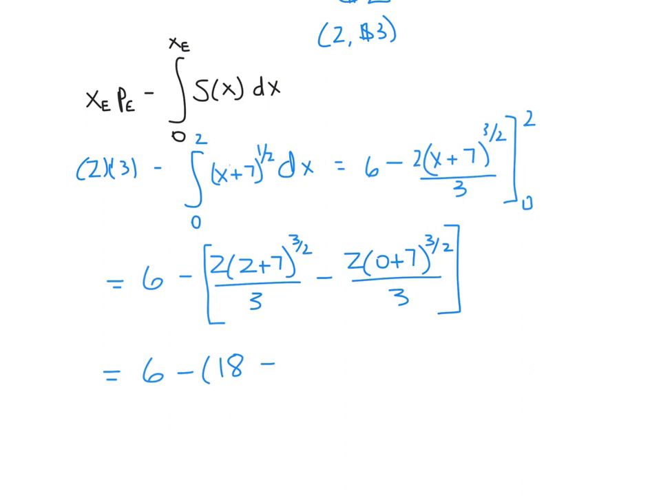minus, and then when we try to simplify this quantity with 0 in for x, we have 7 plus 0. So 7 raised to the 3/2 power is not a nice whole number. If we use our calculator to help us with this, multiplying by 2 and dividing by 3, that quantity comes out to be, rounded to 2 decimal places, 12.35. So now simplifying this, what we have here is 6 minus 18 plus 12.35, and that comes out to be 0.35. So our producer surplus then is 35 cents.